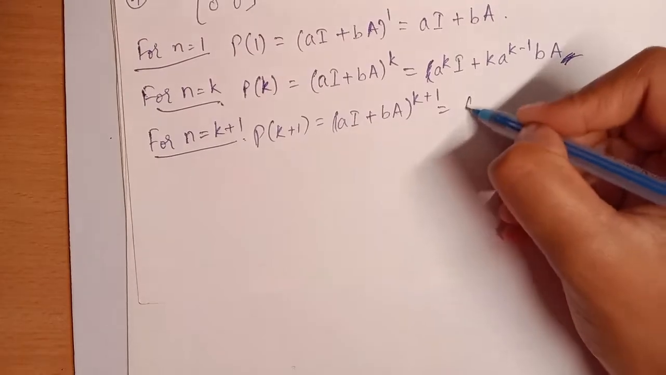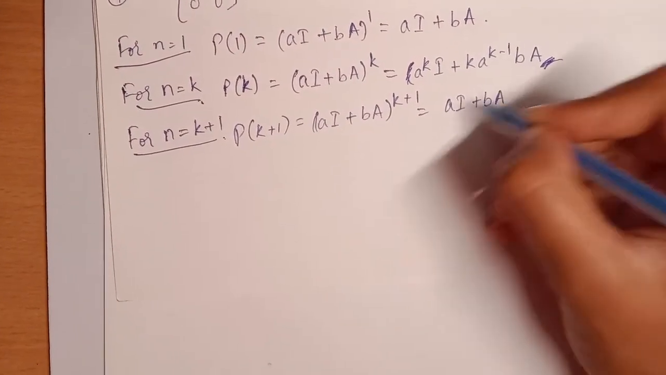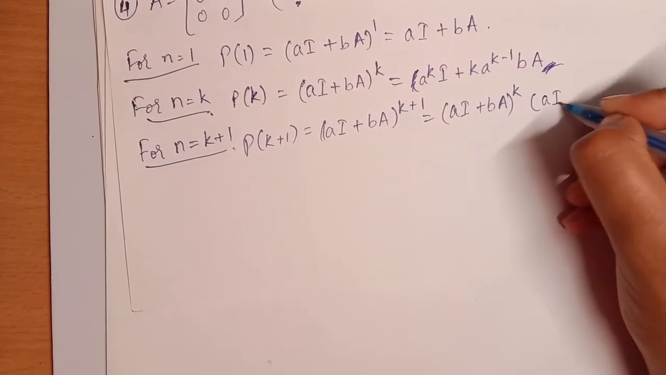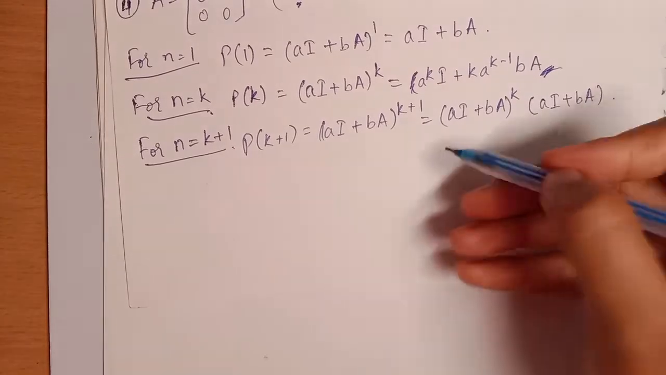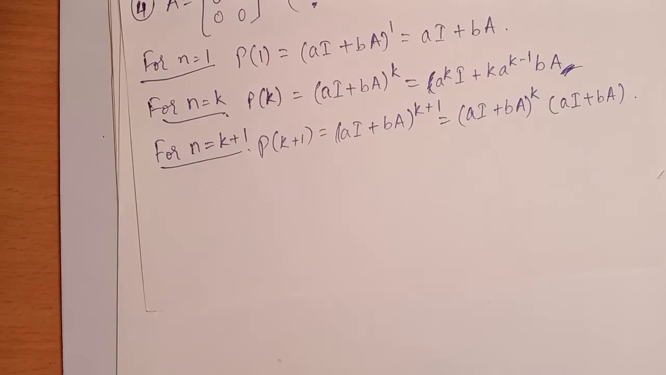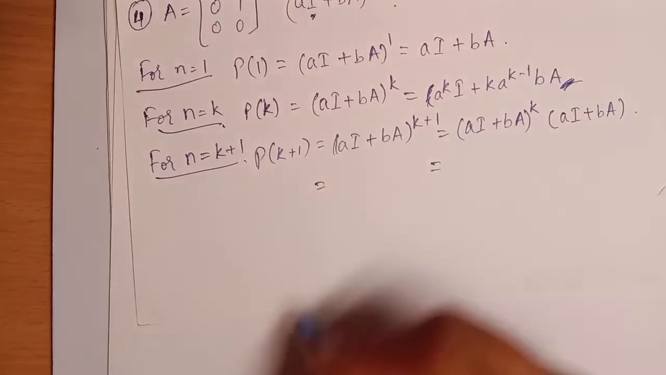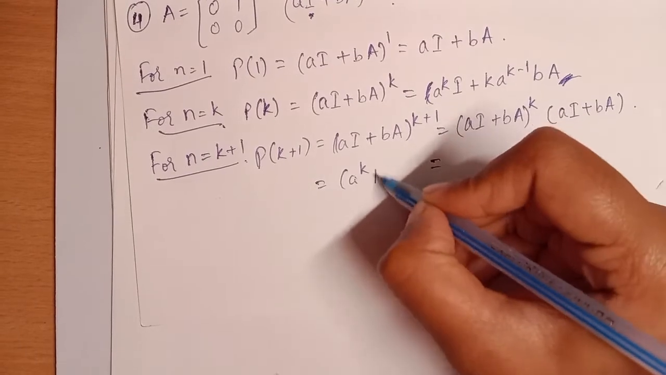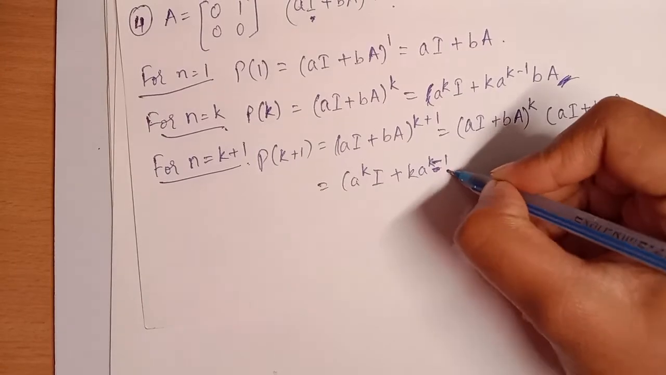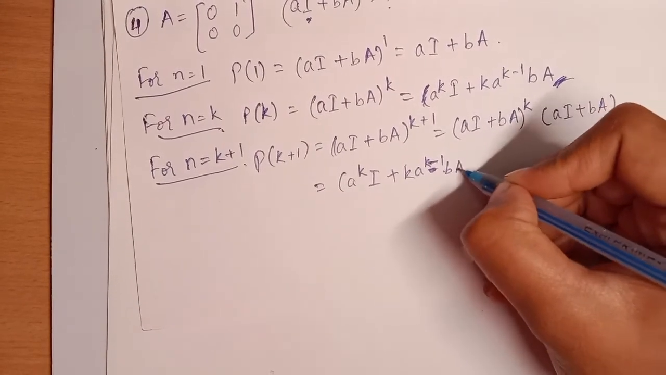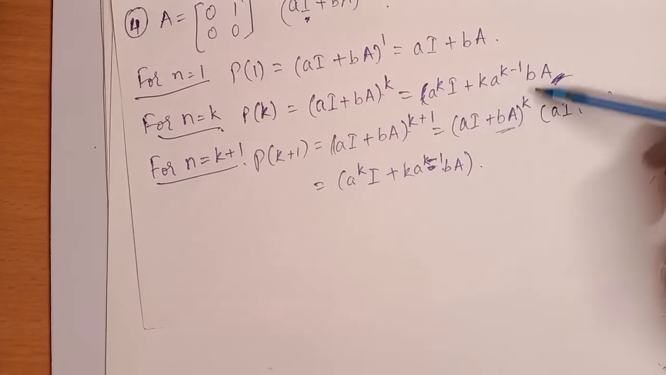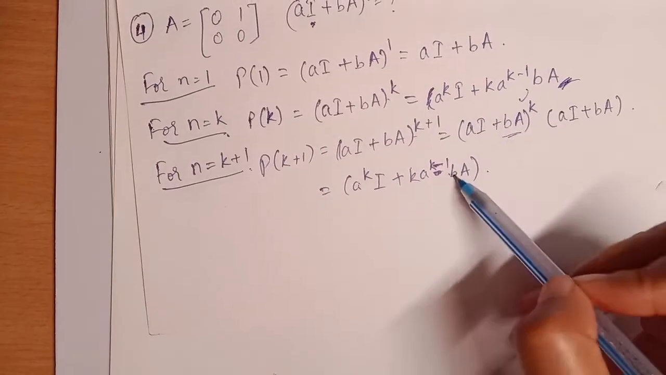We can write this as aI plus bA whole to the power k into aI plus bA. It's the same thing, right? a to the power m plus n is equal to a to the power m into a to the power n. So this is equal to a to the power k I plus k a to the power k minus 1 into bA. The same thing that we found here, right? This thing to the power k. So that is what we have written here.